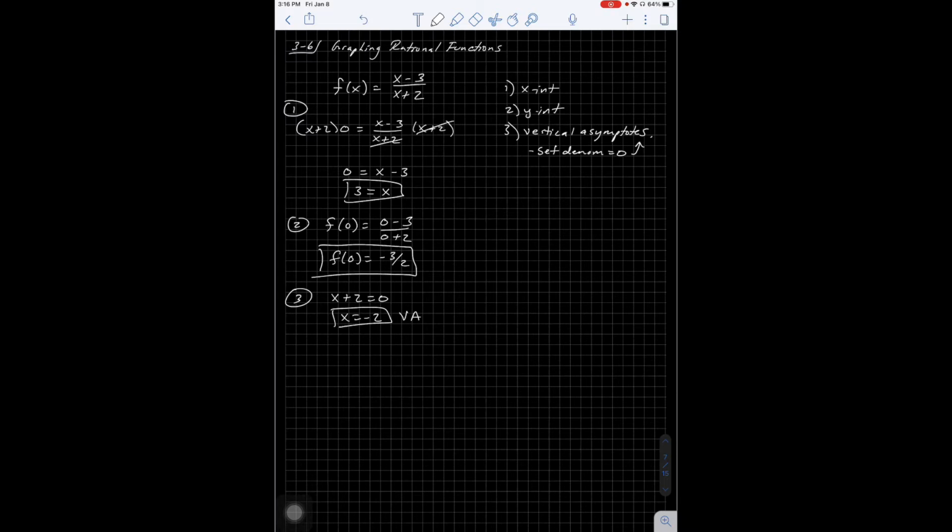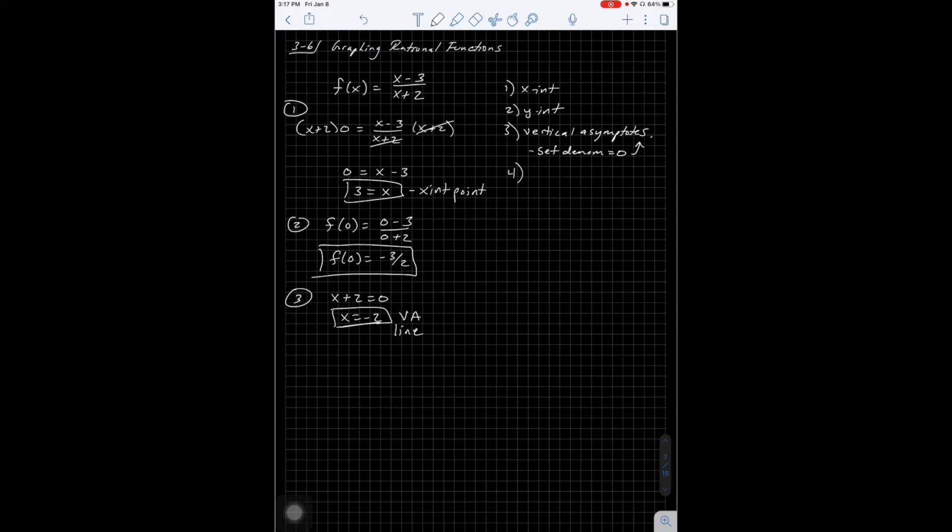Now, asymptotes are equations of lines. So this right here is an x-intercept. This is a point on the axis. But a vertical asymptote, this is x equals -2, the line. This is a line, right? We'll draw this in a minute. Let's go through the whole list though.